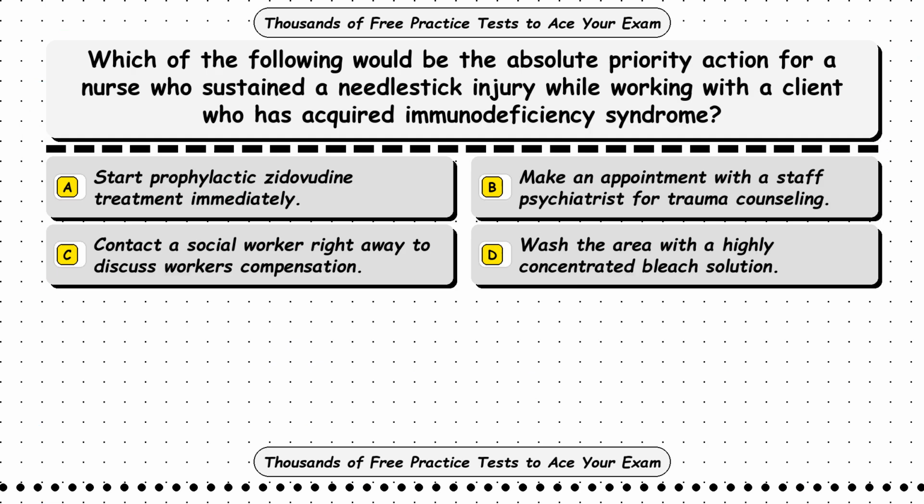Question 5. Which of the following would be the absolute priority action for a nurse who sustained a needle stick injury while working with a client who has acquired immunodeficiency syndrome? Option A. Start prophylactic zidovudine treatment immediately. Option B. Make an appointment with a staff psychiatrist for trauma counseling. Option C. Contact a social worker right away to discuss workers' compensation. Option D. Wash the area with a highly concentrated bleach solution.